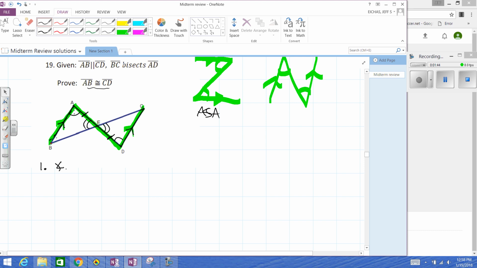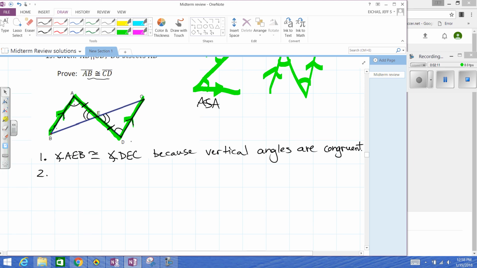All right, angle AEB congruent to angle DEC, and that's because vertical angles are congruent. Okay, now I want to get A congruent to D, but I need some help first.